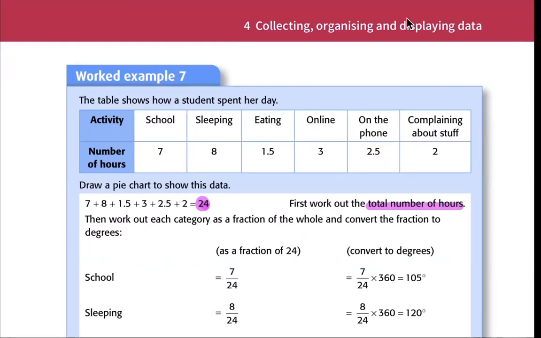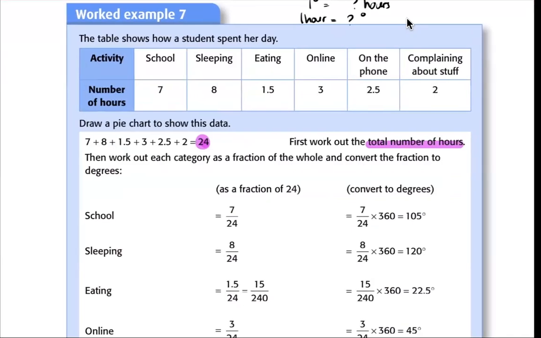You can have 1 degree equals to how many hours, or you can have 1 hour equals to how many degrees. Both ways is possible. Okay, it's up to you. So here, it converts it to degrees by finding the fraction of it, then multiplying by 360. But what I would normally do is actually take the 360 and find out how much does each hour take.